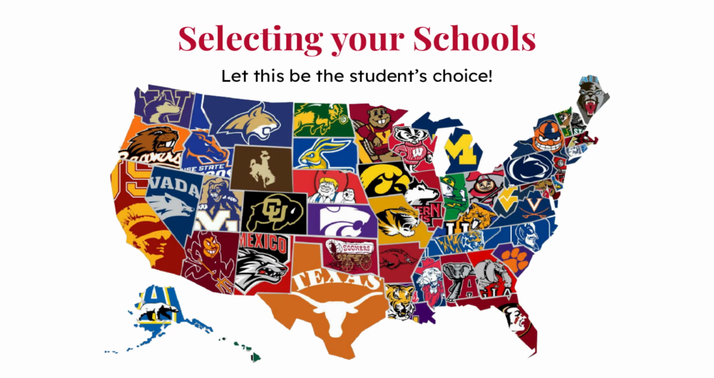So even though you might have aspirations for them, remember that they're the ones that are going to be there. So it's really important that you guys have open communication and have lots of conversations around what they want, the type of school they want to go to, where they want to go to.